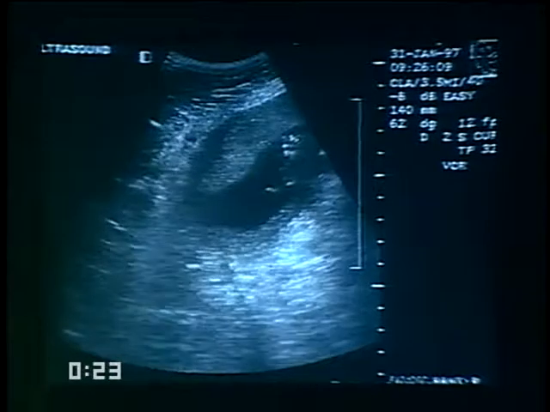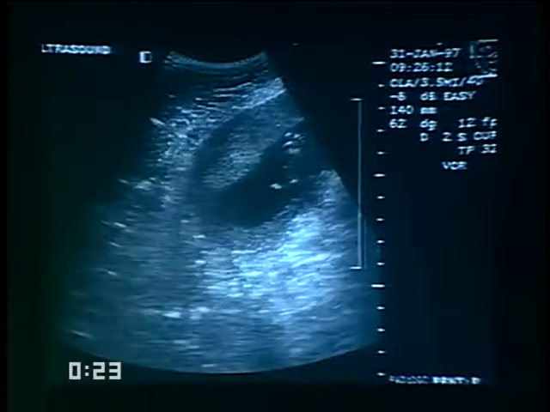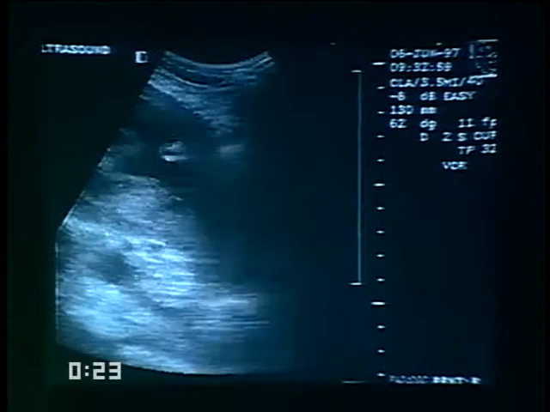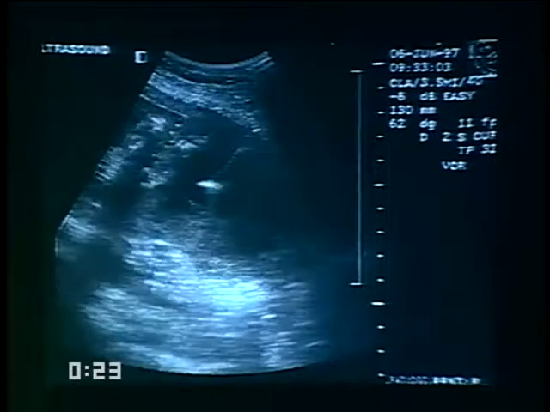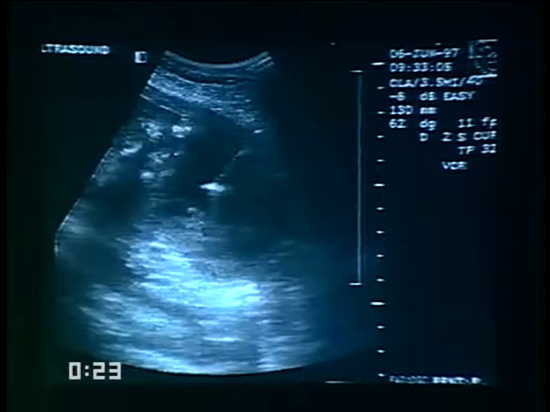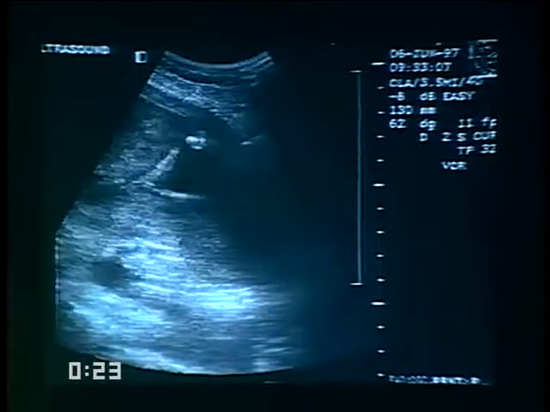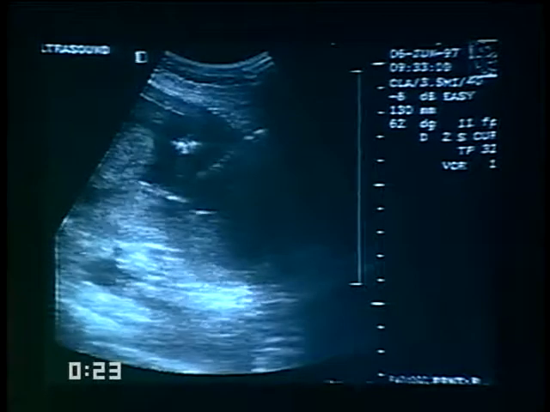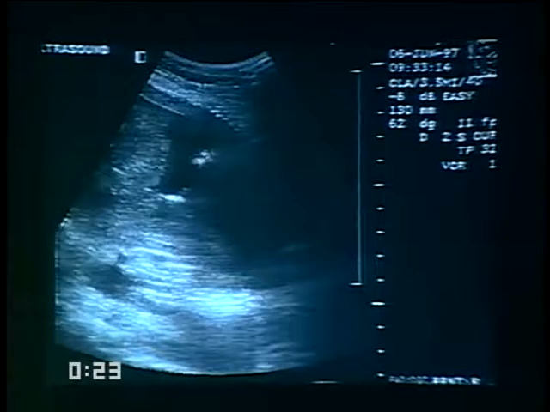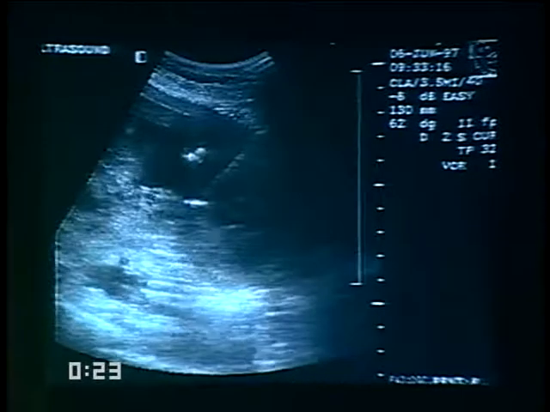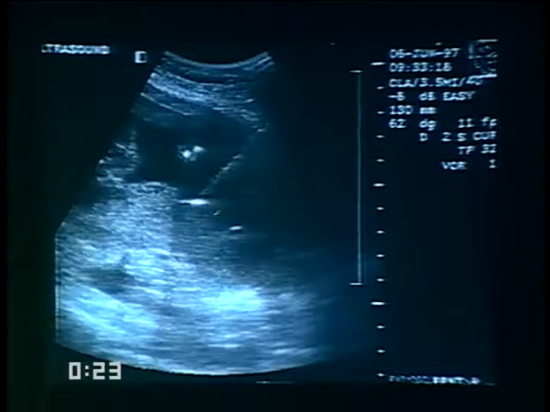Case 19, another procedure. So this is real-time monitoring of the needle from an amniocentesis.